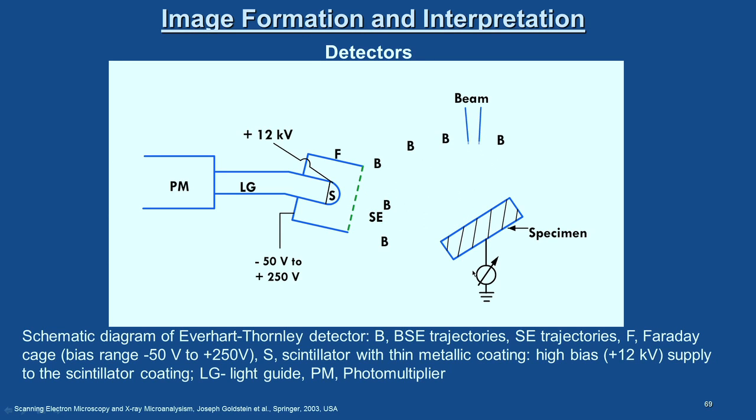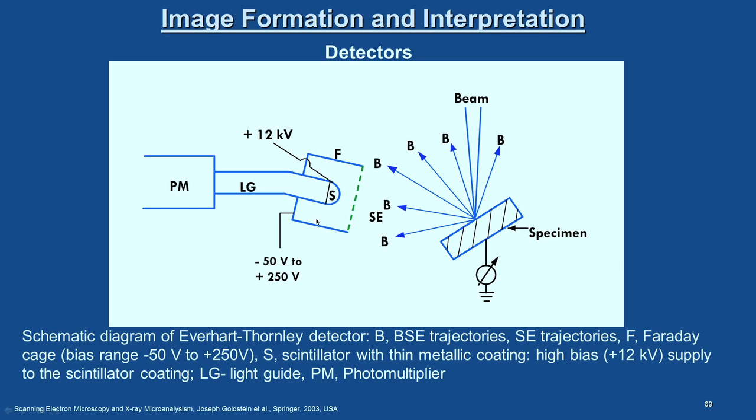What I am showing in the schematic is a very popular detector called the Everhart-Thornley detector. In the 1960s, these detectors were invented by a Cambridge group, and almost all SEMs have this ET detector, the ETD. This detector is capable of capturing both secondary electrons as well as backscattered electrons.